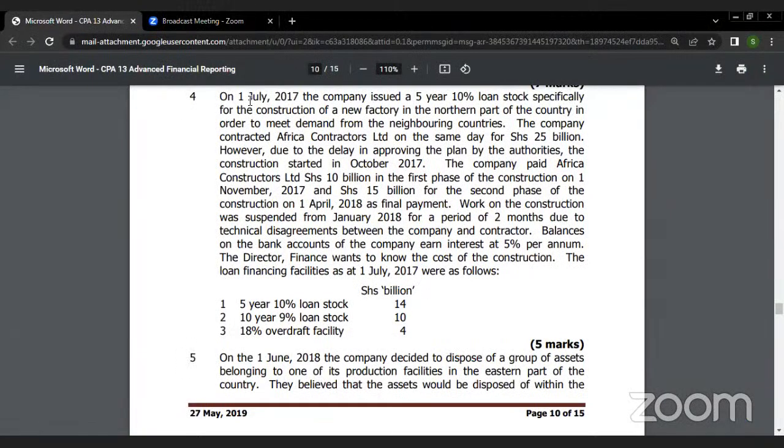Yeah, so we are saying that the company issued a 5-year 10% loan stock specifically for the construction of a new factory in the northern part of the country in order to meet demand from the neighboring countries. Now, last time we talked about the measurement of borrowing costs, but I told you we have two categories of borrowed funds. We have what we call specific borrowed funds, as well as what we call general borrowed funds.